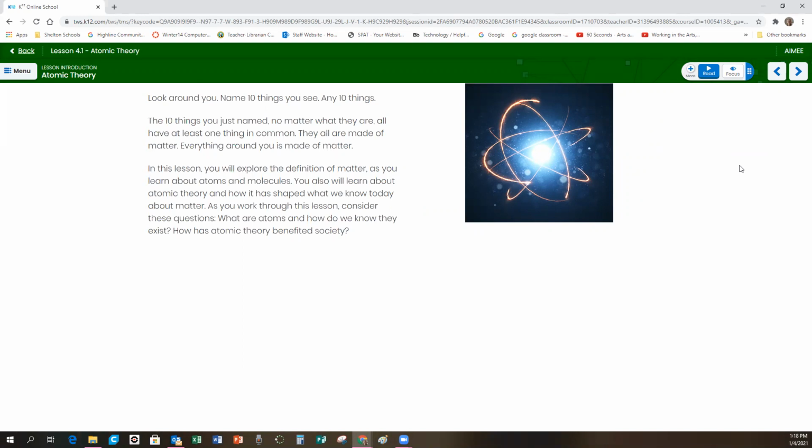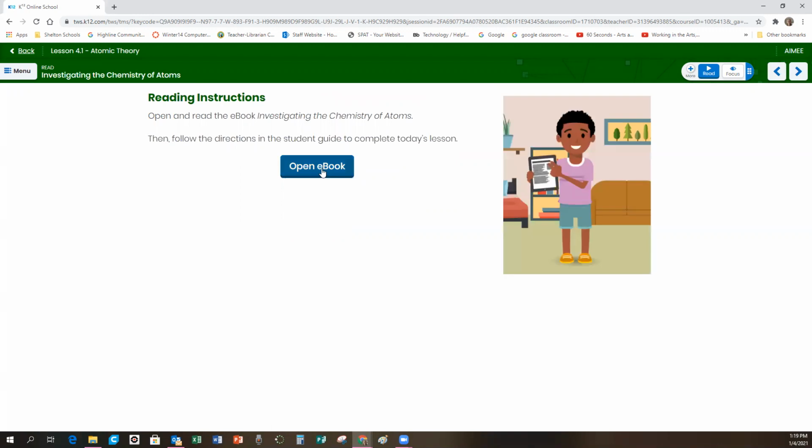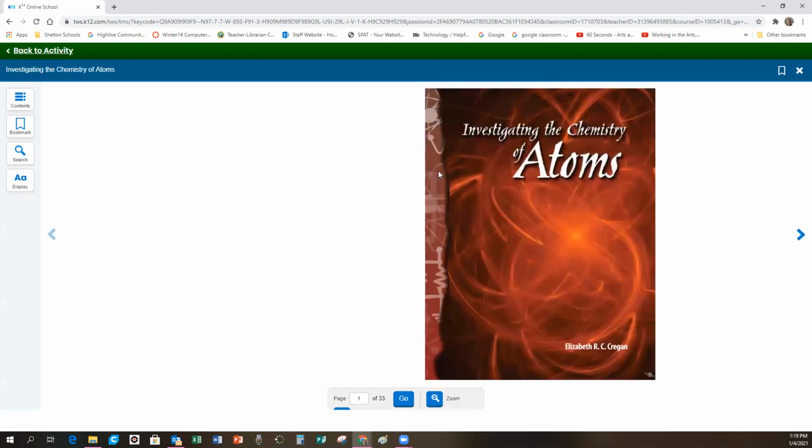As you work through this lesson, consider these questions. What are atoms and how do we know they exist? How has atomic theory benefited society? In other words, how has our knowledge about atoms benefited the world? So I'm going to open the ebook. And the ebook is called Investigating the Chemistry of Atoms.